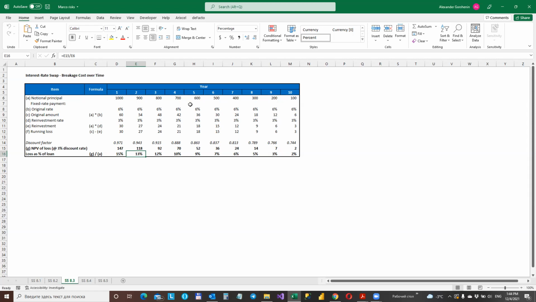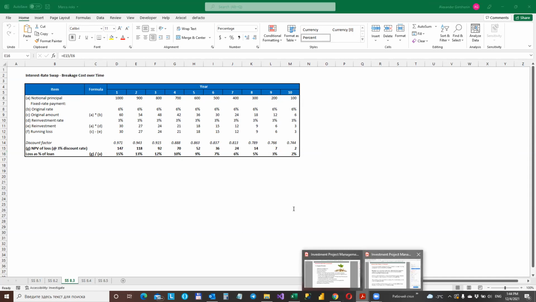So that's the general approach for the swaps. We have a few points to discuss more. So, back to the presentation.